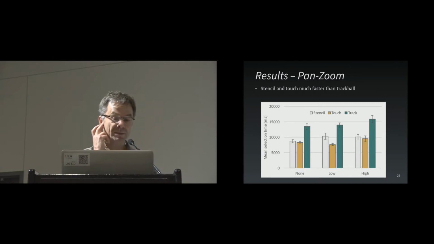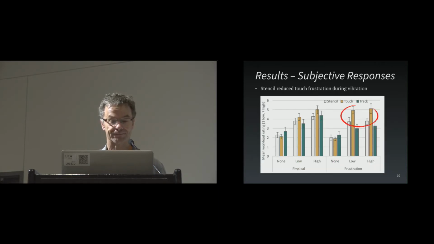The results of the pan zoom tasks bear this out. In these tasks, users could configure the view to largely control the accuracy requirements. They could simply zoom in until the target was large enough to easily select. And here, the touch methods were faster than the trackball, even at high vibrations.